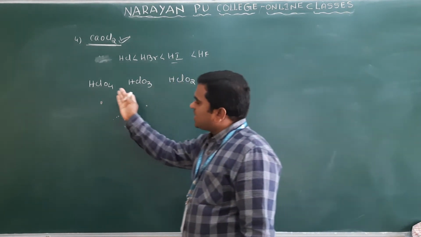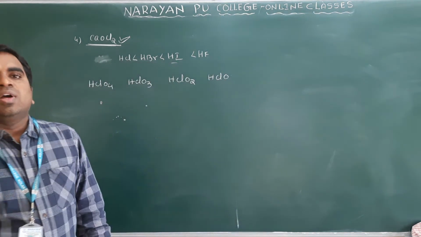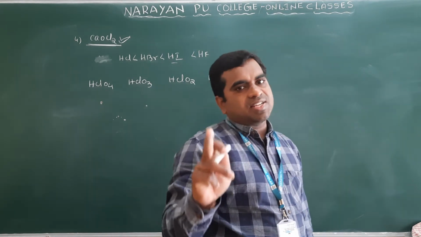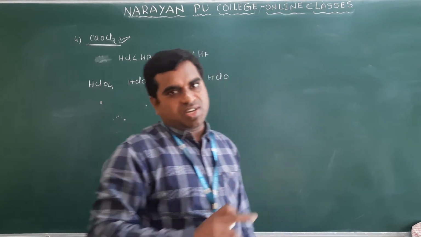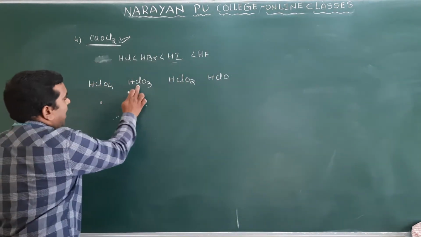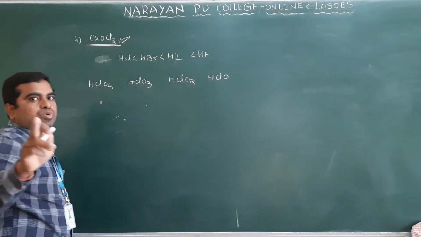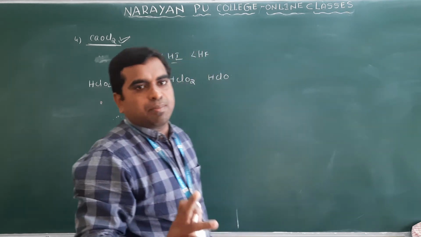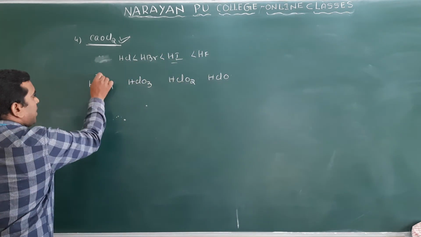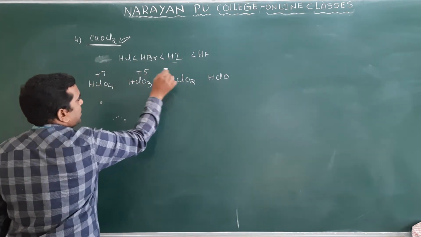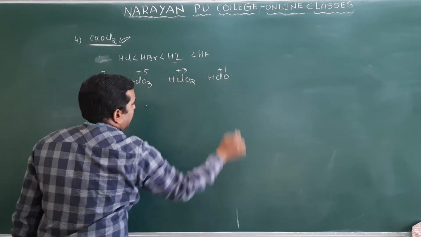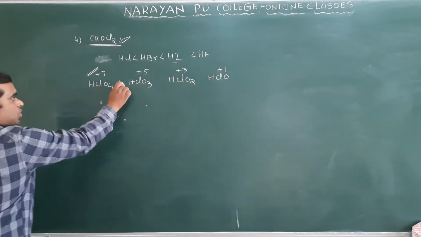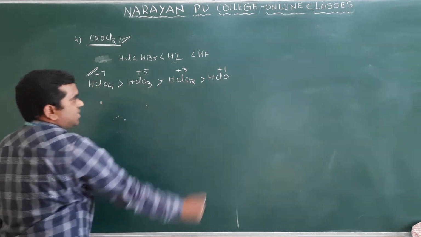Whenever the same element is there, how to identify which one is more acidic? You know that acidic character is directly proportional to the oxidation number. If different halogen atoms are there, acidity will be determined by the electronegativity. But here the elements are the same, so here +7, here +5, here +3 and here +1. The one having the highest oxidation state, HClO4, is the strongest acid.